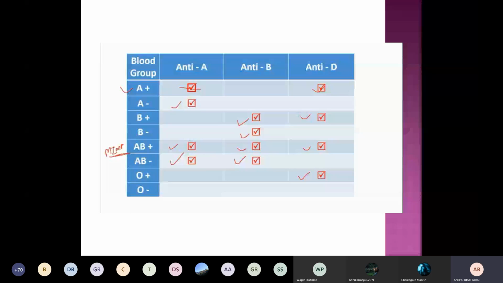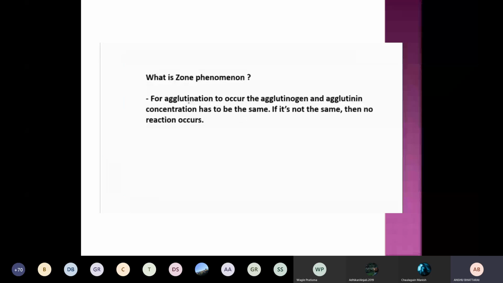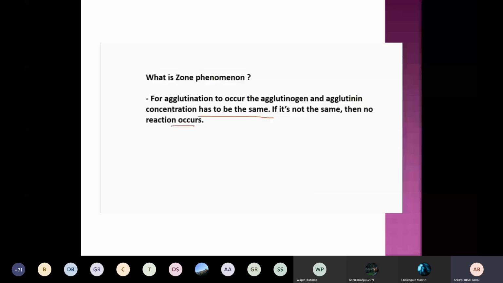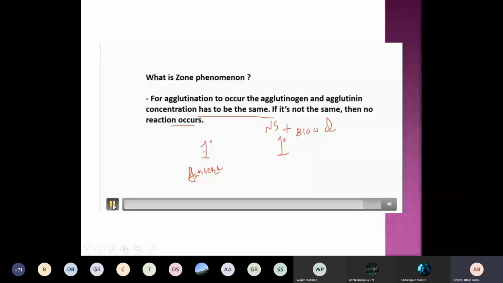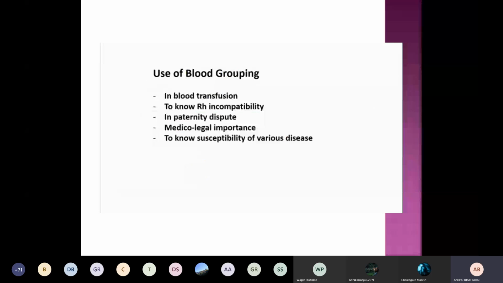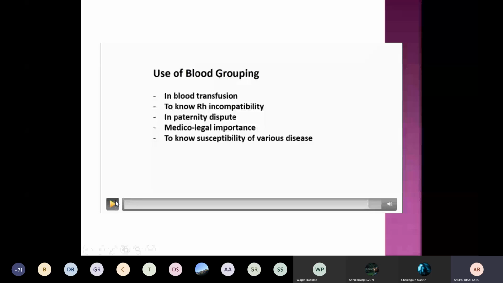Now, what is zone phenomena? For agglutination to occur, the agglutinogen and agglutinin concentration has to be the same. If it's not the same, then no reaction occurs. That's why we added 1 drop of antisera solution as well as 1 drop of normal saline plus blood solution. So that is the zone phenomena. Now, what is the use of blood grouping?